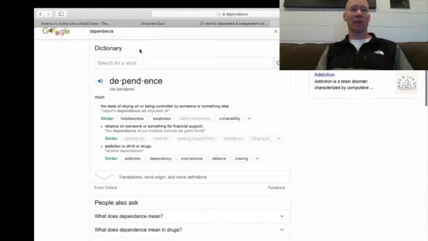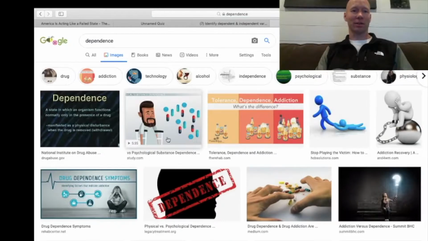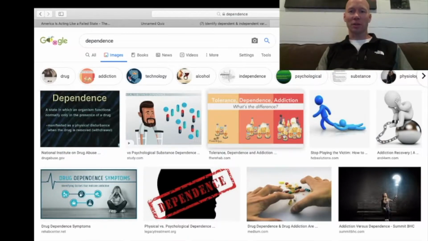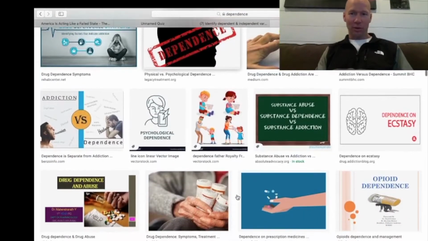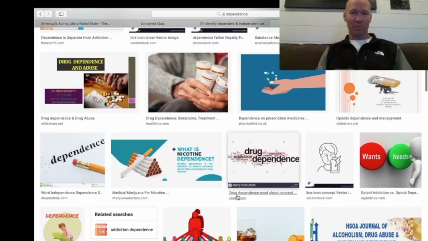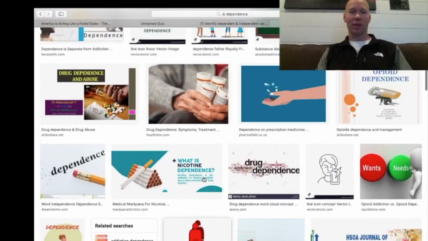If I go up and click on images for dependence, I get all kinds of stuff. A state in which an organism, I've got drugs, are oftentimes what people come up with. You've got this really cool picture of a guy being dependent, being held in by a ball. What else? Hopefully I don't come up with anything bad. Dependence tends to be something on drugs or nicotine, that kind of thing.